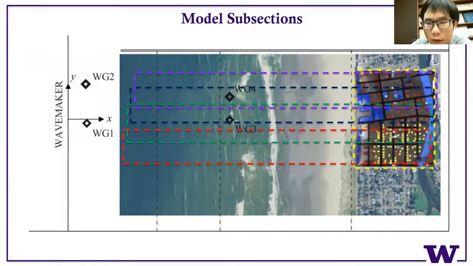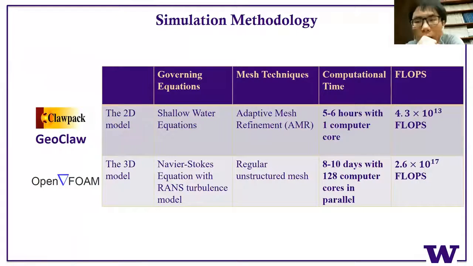By doing this, we don't have to model the entire rectangular region at once, which is impractical with the computational resources we have at hand. And here is a summary or a comparison of the 2 models that we use.